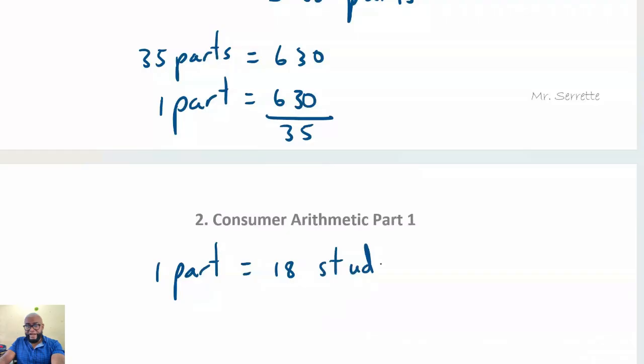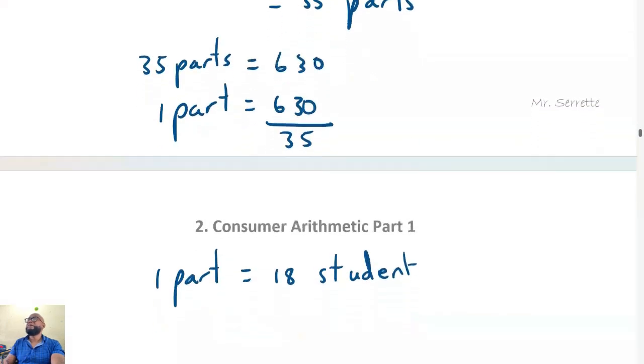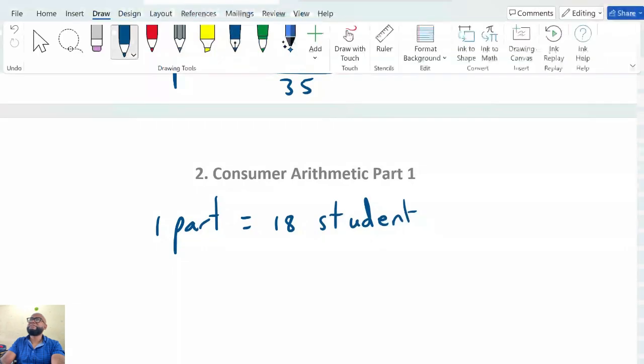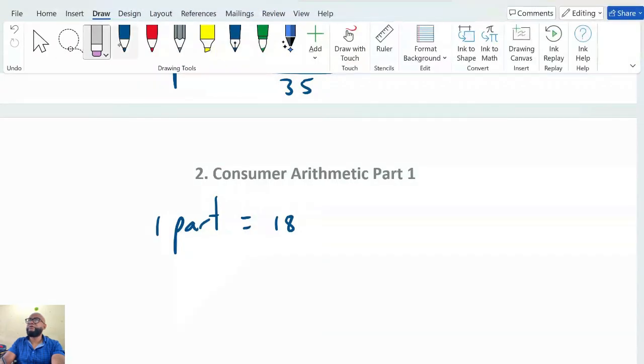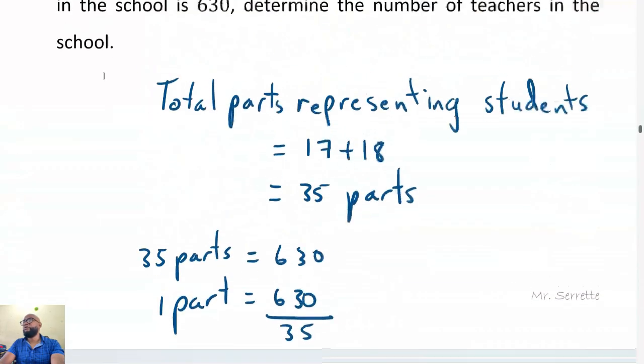So my children, listen to me. I said it last day, I'm saying it now again: once you find out what 1 part is, you can flex any way you want. You can find out what 3 parts are, what 17 parts are, what 18 parts are, and so forth. What did the question ask us, guys? Sorry, 1 part is equal to 18. It's not 18 students, it's 18. 1 part is 18. So there we go.